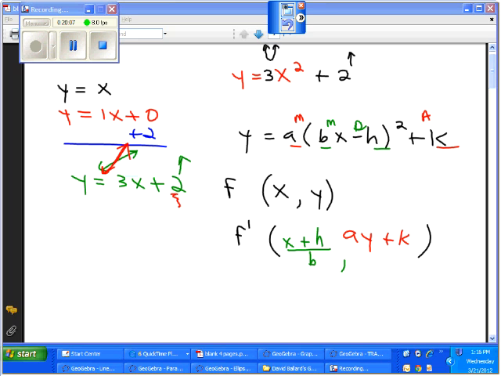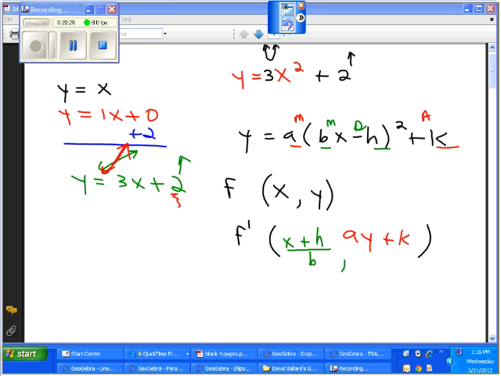plus k. Now, I actually programmed the graphing calculator to do this, but I haven't ever showed you that program. I'm probably not going to, but it's kind of a neat little program that will transform parent functions. You put it in and it'll just do the whole thing. It's kind of cool. Anyway, but that gives us an idea.